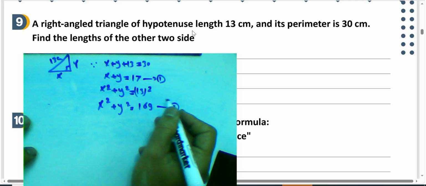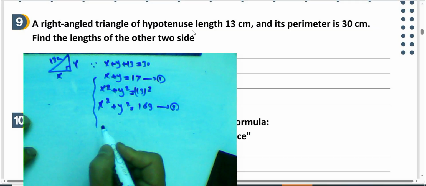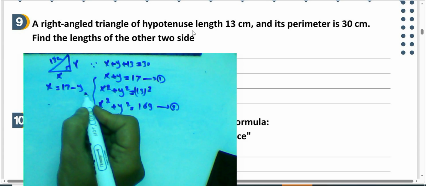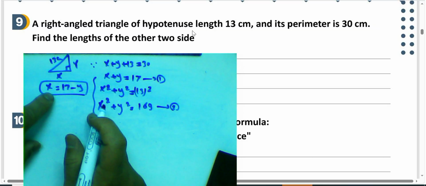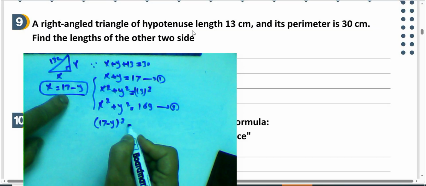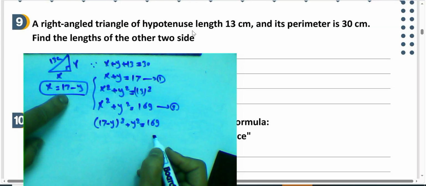From relation 1 and 2, I can put the value of x here. Look, from relation number 1, x plus y equals 17, then the value of x equals 17 minus y. Put it in this relation. The value of x was 17 minus y. Put here (17 minus y) power 2 plus y power 2 equals 169.